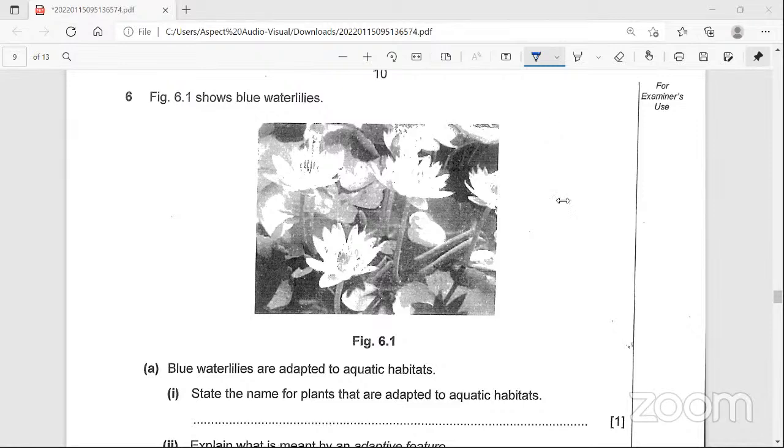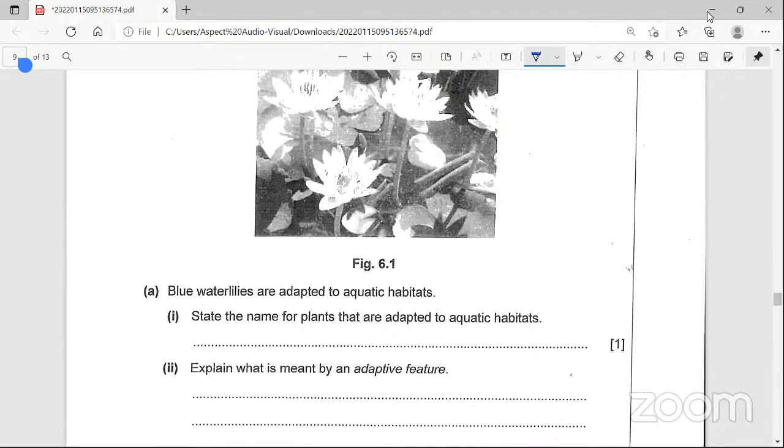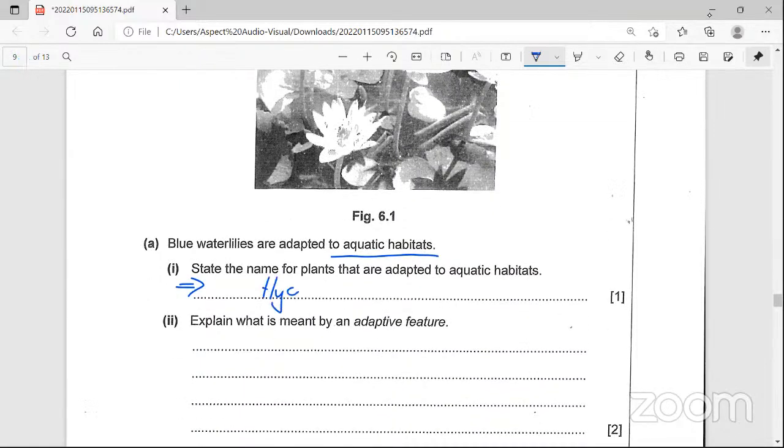All right, so let's continue with that paper. And we look at number 6. Number 6 saying figure 6.1 shows blooming water lilies. Blue water lilies are adapted to aquatic habitats. State the name for plants that are adapted to aquatic. What do we call aquatic plants? Hydrophytes. So these are your water plants that are adapted to aquatic environment.